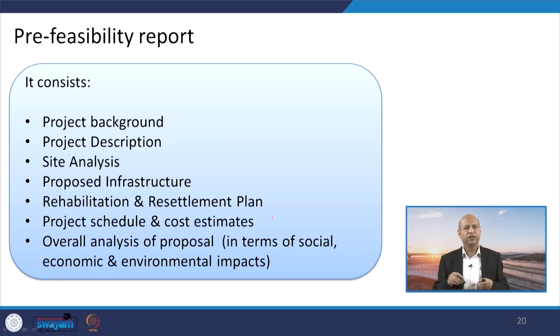The pre-feasibility report consists of the background of the project, a brief description of the project, then site analysis, where it is located, what the weather and climate conditions are, then what the proposed infrastructures are when we are going to develop it, and a rehabilitation or resettlement plan if that kind of issue is there. Okay. For example, in dam related activities, those are part of the whole plan or EIA. Project schedule and cost estimates should also be there, because the project schedule will give us an idea of how many years it will go on, and when cost estimates are there, then there are certain activities. So, with those activities we can relate what kind of impacts may be there. Then an overall analysis of the proposal in terms of social, economic and environmental impact will be the detailed part of the pre-feasibility report.